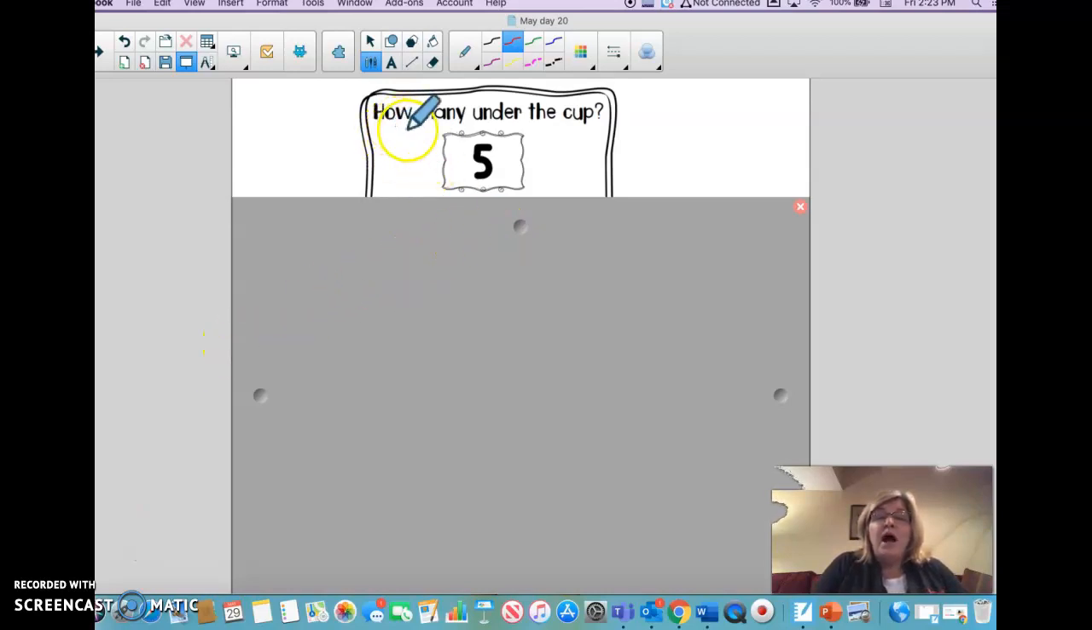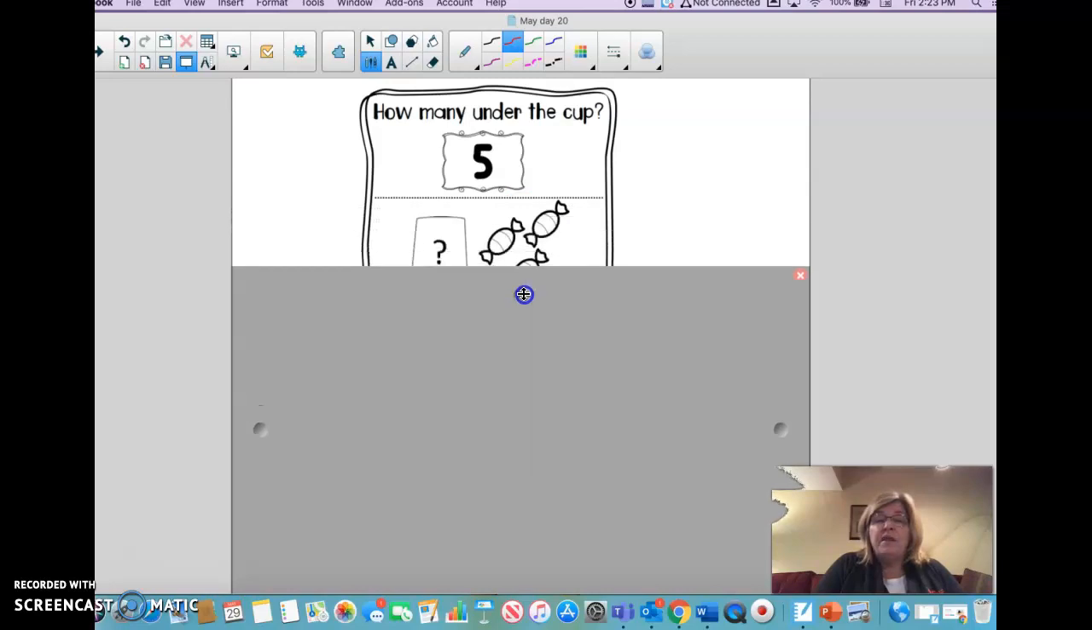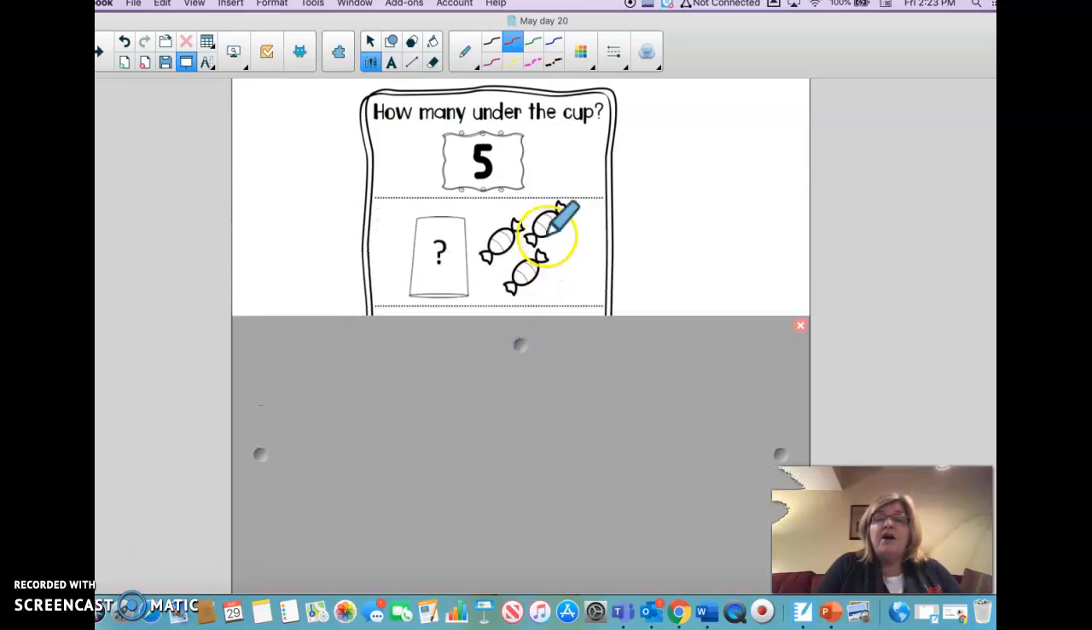It says, how many under the cup? Well, the cup altogether, there should be 5 total. But if 3 are laying next to the cup, how many do you think are under the cup? Remember, there's a total of 5 altogether. If you said 2, very well. 2 plus 3 equals 5, and 5 minus 3 equals 2.